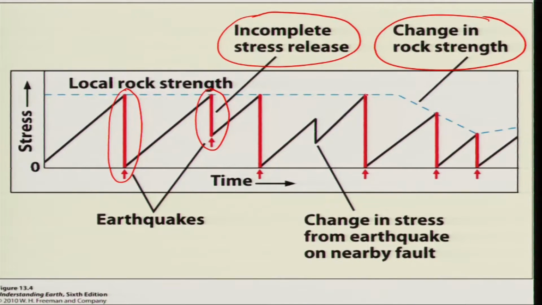Change in the stress from an earthquake on a nearby fault can also trigger an earthquake in that area. So, if we have an earthquake on another nearby fault, it can also result in or trigger an earthquake on a fault which was not going to trigger an earthquake very quickly in the recent time.